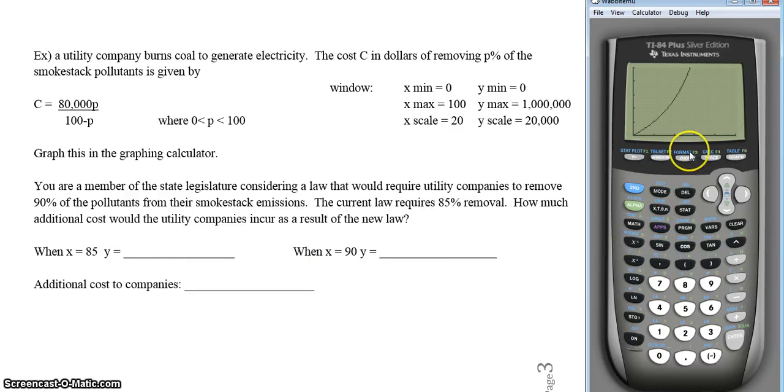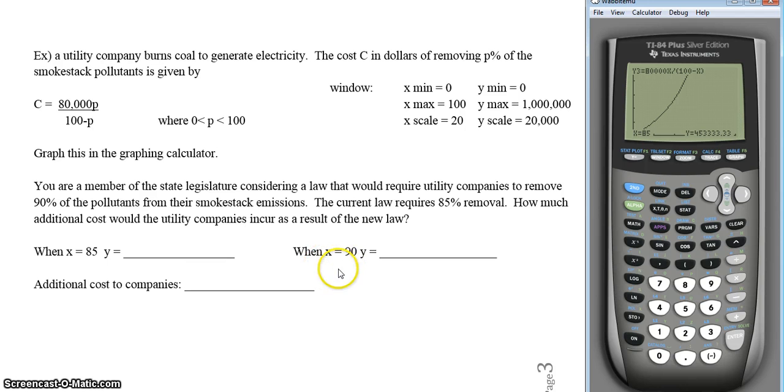The way that I can do that in the graphing calculator is I can hit this second calculate button. When I do that, I'm going to get this value. So if I hit enter, I can type in here, when x is 85, figure out what y is. And it's telling me that it's going to be $453,333.33 is what it's going to cost. So in a minute, I'll fill that in on the blank here.